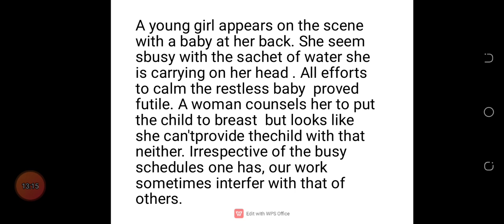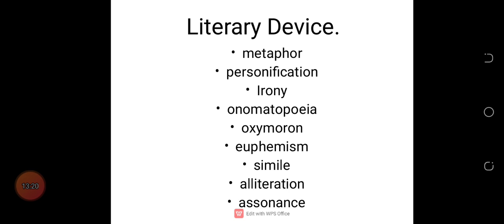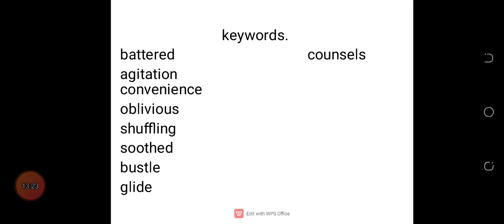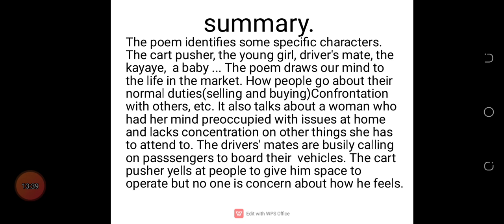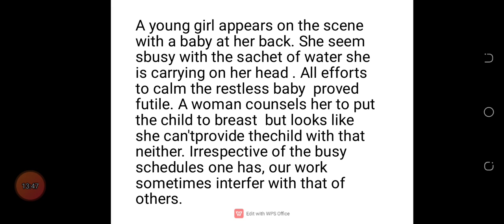Very good. So for our lesson today, briefly we have talked about the poem Makola. We have identified some keywords and tried to give some possible meanings to them. We have also revised some literary devices we talked about in our previous lessons. Then we quickly went through the poem and we also gave a summary of the poem. Very good. I believe our lesson today has been successful.